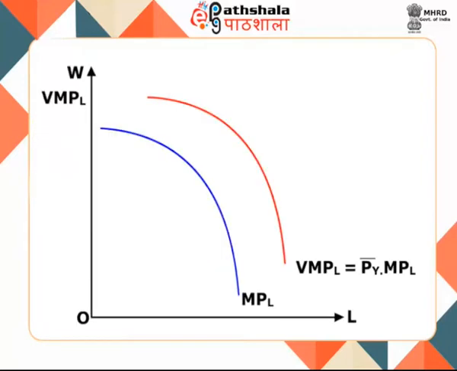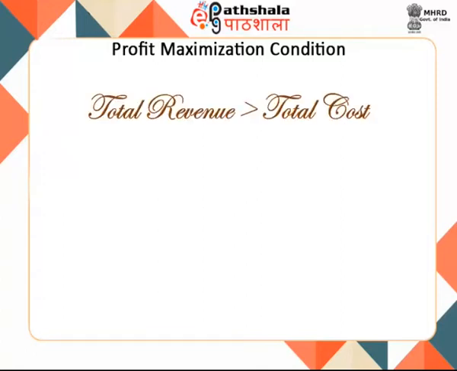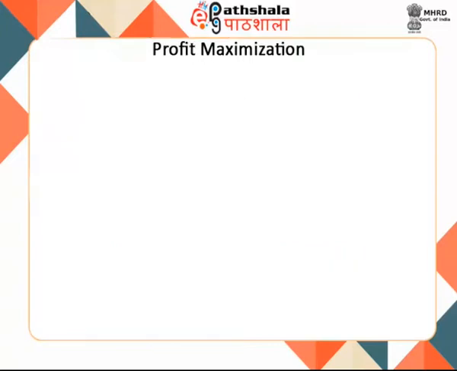If we multiply the given product price, PY bar, with the MPL at each level of employment, we obtain the value of marginal product curve as shown here. Since the producer is a profit maximizer, he will employ labor until the gap between total revenue generated and total cost is highest. That is, a producer will hire labor up to the point at which marginal revenue equals the marginal cost of production. Let us now derive the profit maximization with respect to labor.